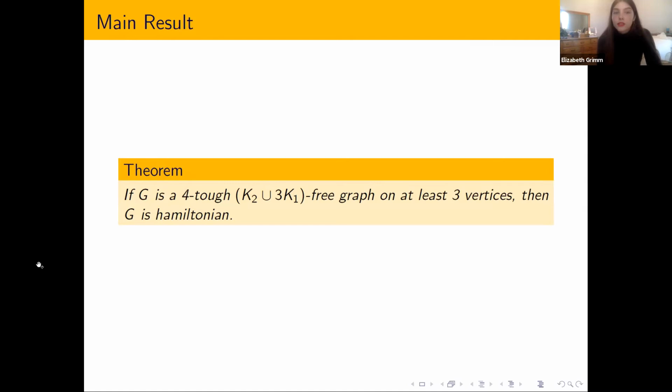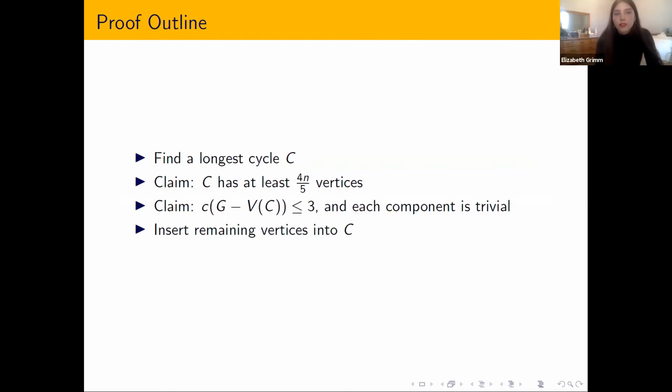To prove this, our method was to consider a longest cycle C, and then we first claim that C has at least 4n/5 vertices. Then we claim that the number of components of G minus the vertices of C is at most 3 and that each component is trivial. Then it's a matter of inserting the remaining vertices into C to get a longer cycle and a contradiction.